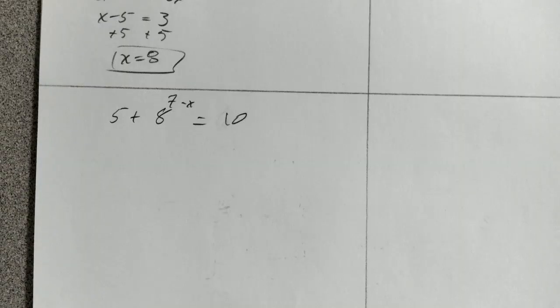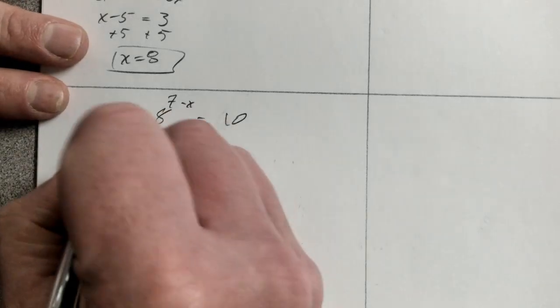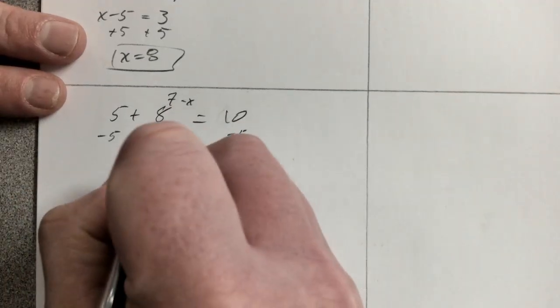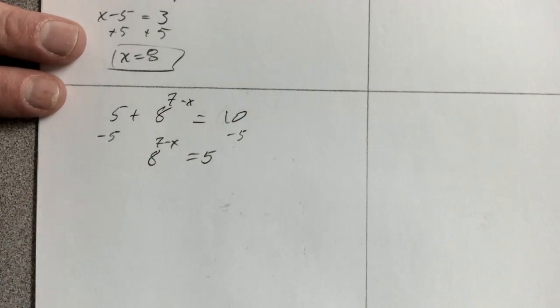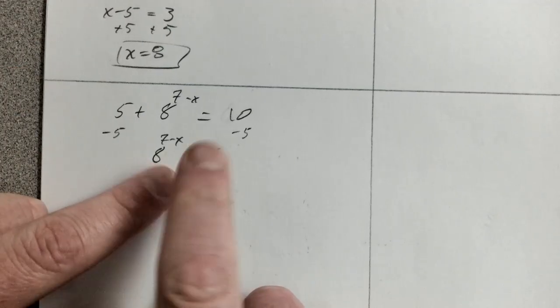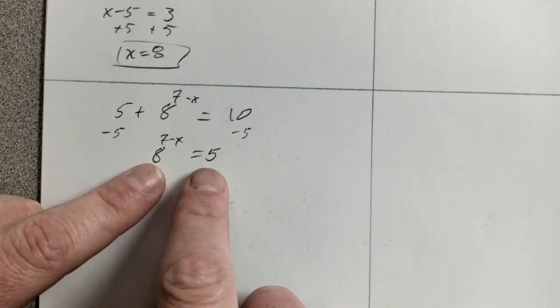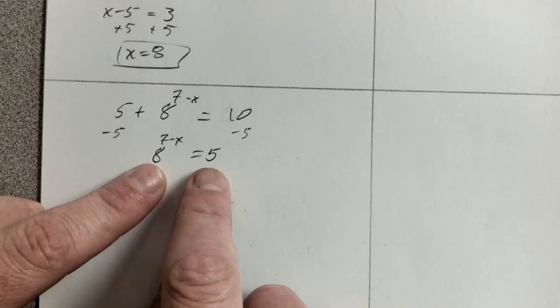All right, so where's the variable? In the exponent. So what type of an equation are we dealing with? Exponential. Do I have exponents on both sides here? No. So I don't have a same base situation. And when I subtract the 5 here, 8 raised to the 7 minus x power equals 5. So there's no way to get 8 and 5 to have the same base.